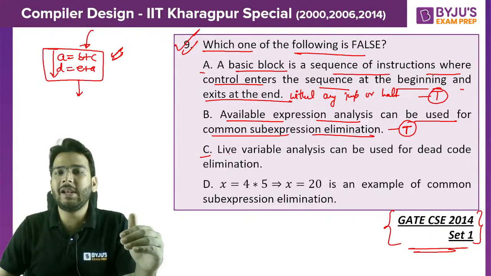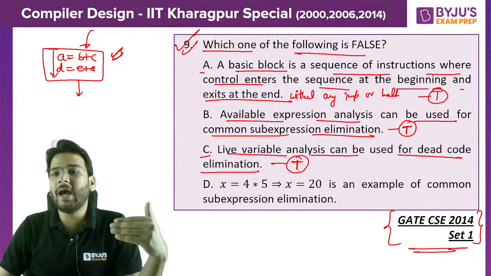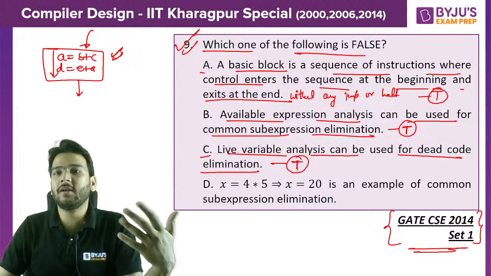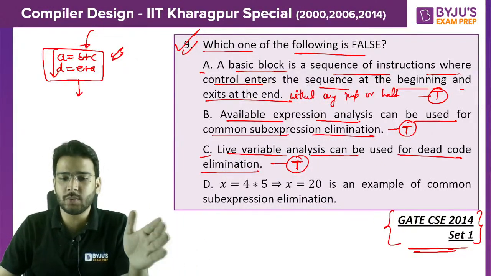What about option B? Live variable analysis can be used for dead code elimination. This is also true. Live variable analysis. Why do we do that? We do that because we can identify the dead code and then we can eliminate it. So it can be used for that purpose as well.